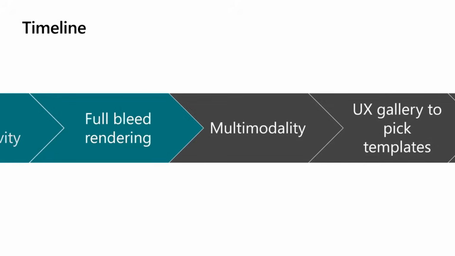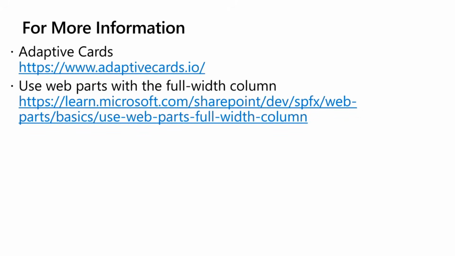All right, so we talked about full bleed rendering. Next time in our series, we'll talk about multimodality, which is different ways to use AI in your web part, including things like vision and speech. But for now, if you have any questions or want more information, you can read more about adaptive cards, and you can use the article on how to use web parts with the full width column at the links on the screen. That's it for me. Bo, back to you.